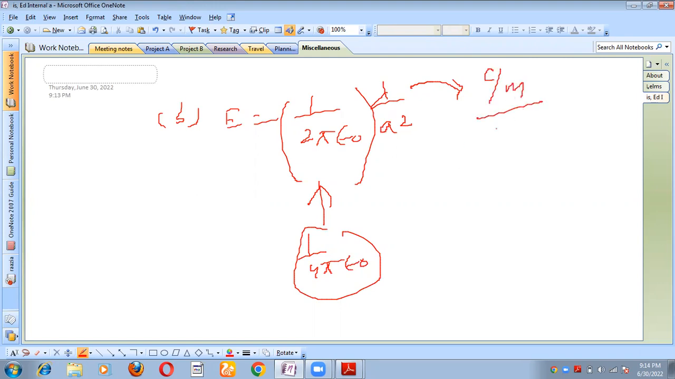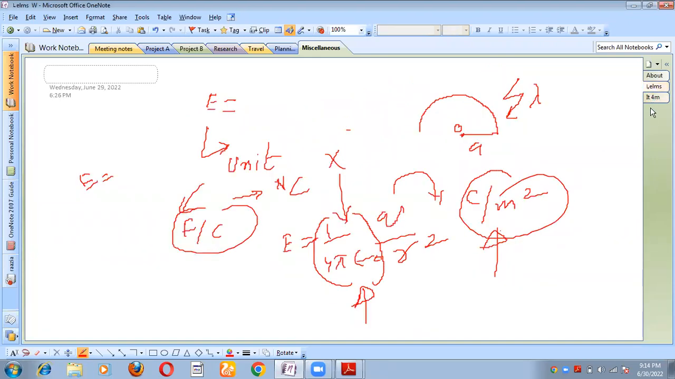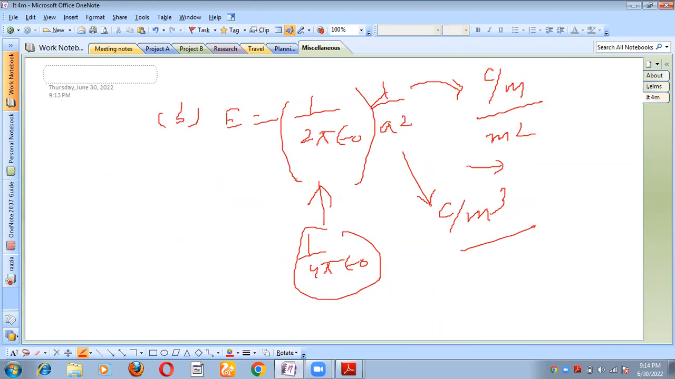And what is the unit of a square? Meter square. Meter square, correct. So what is the unit of this term? This term will have a unit of coulomb per meter cube. But we need coulomb per meter square, right? And this term is coulomb per meter cube. It means option B cannot be correct. Getting my point or not?